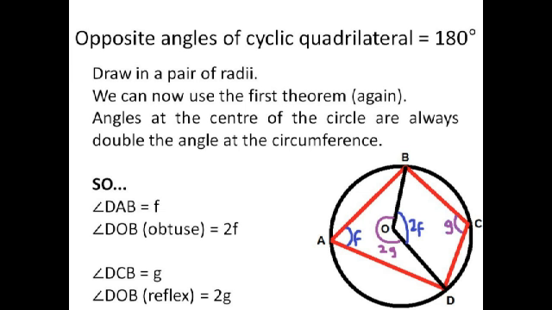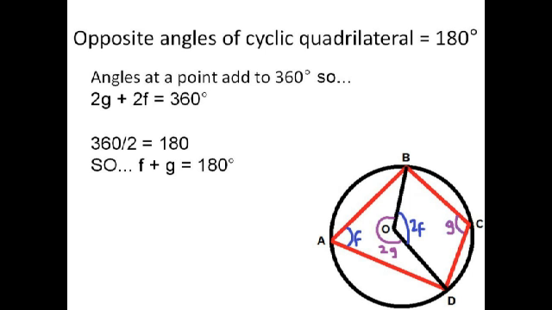And we know that BOD, the reflex angle, must be 2G because it's double G, which is angle BCD. The angles 2G and 2F are around a point, and we know that angles at a point add to 360 degrees, so therefore we can infer that 2G plus 2F adds up to 360 degrees. But obviously we only want F and G, because at either end of the cyclic quadrilateral we've only got F and G, so we divide by 2, and 360 divided by 2 is 180, so we know that F plus G, which are opposite angles of a cyclic quadrilateral, add to 180 degrees.